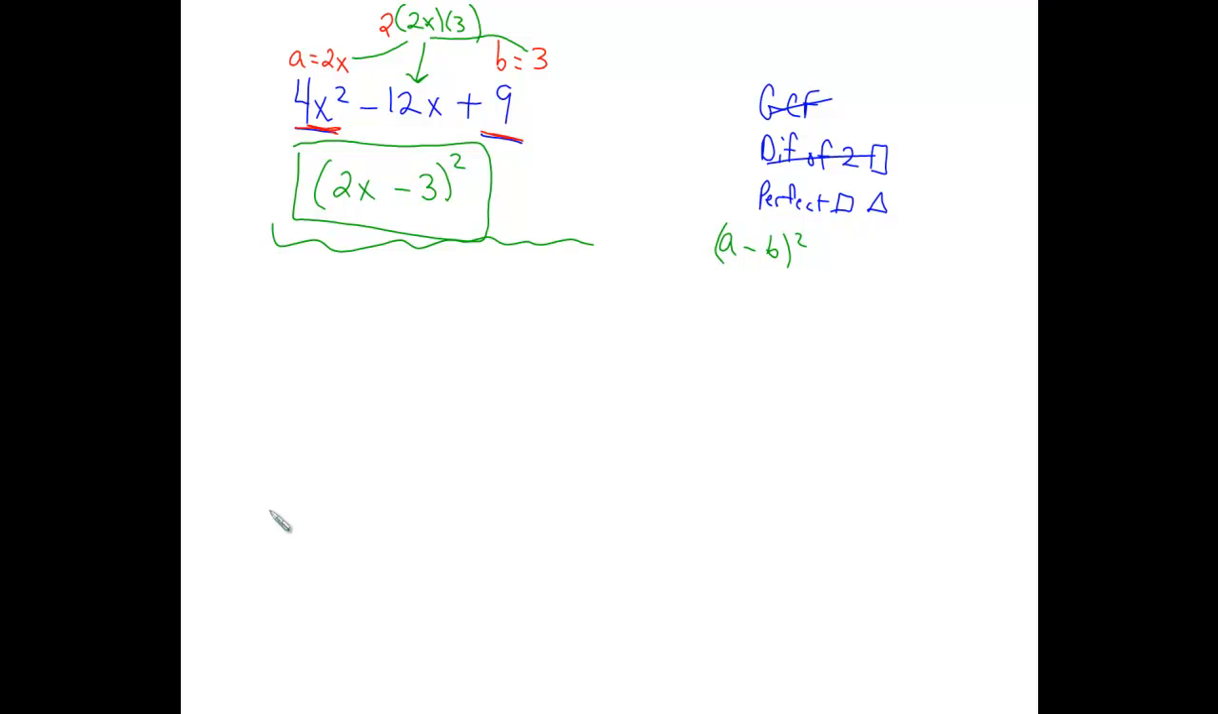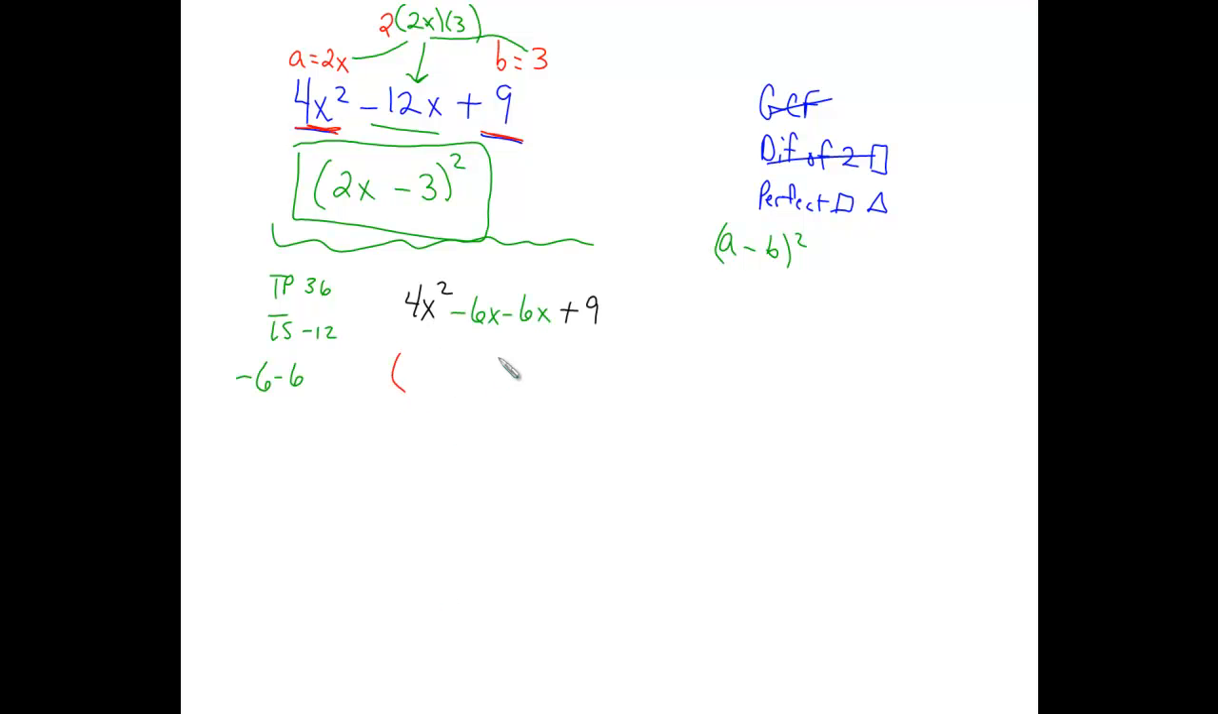Let's just say I don't recognize it for some reason or other. Instead, what I want to do is target product, target sum. The target product is 36. The target sum is negative 12. The two factors that would give me 36 and negative 12 are negative 6 and negative 6. So this is what I'm going to replace negative 12x with.